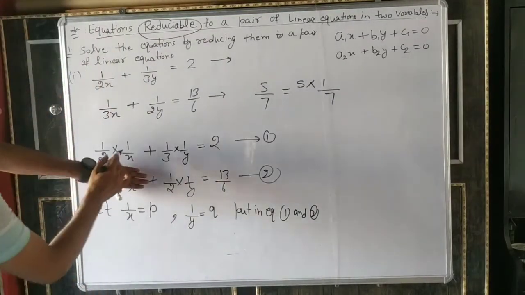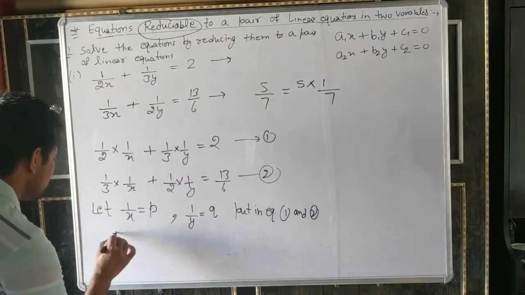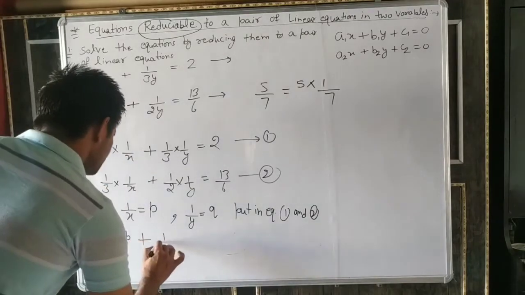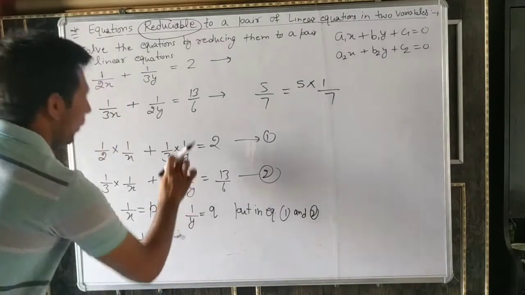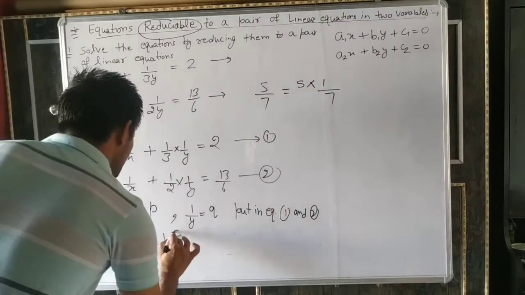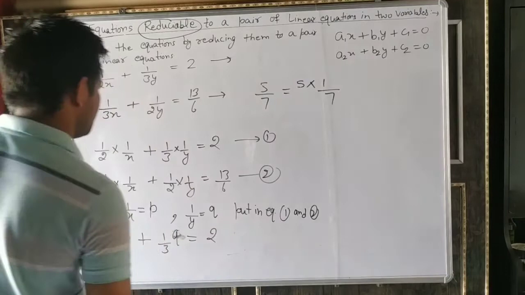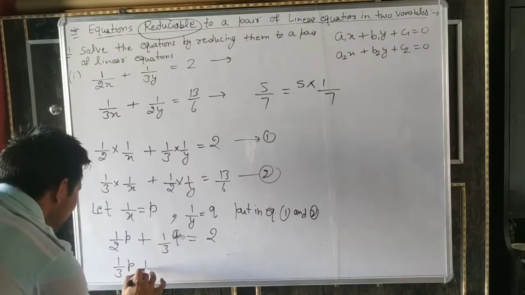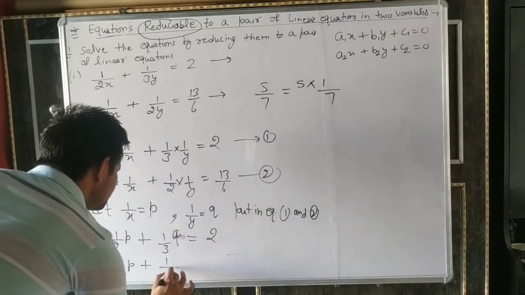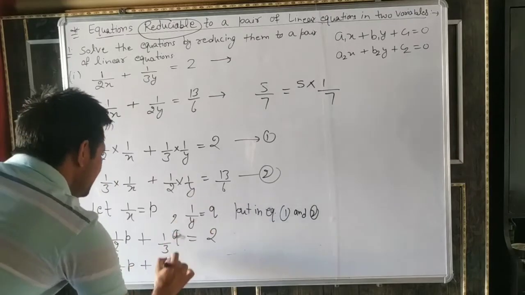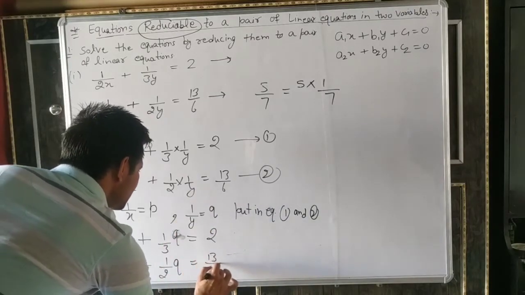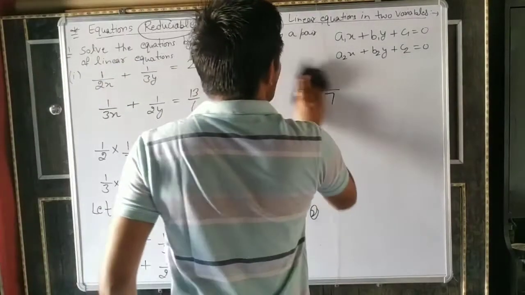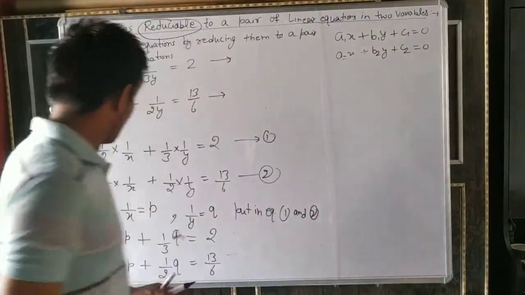So what is 1 upon x equal to p? So it is 1 upon 2 p plus 1 upon 3 into 1 upon y, meaning q, equal to 2. Understand it? Next is 1 upon 3 p plus 1 upon 2 into 1 upon y, meaning q, equal to 13 upon 6. Understand? So we get new equations. Now you can check it.